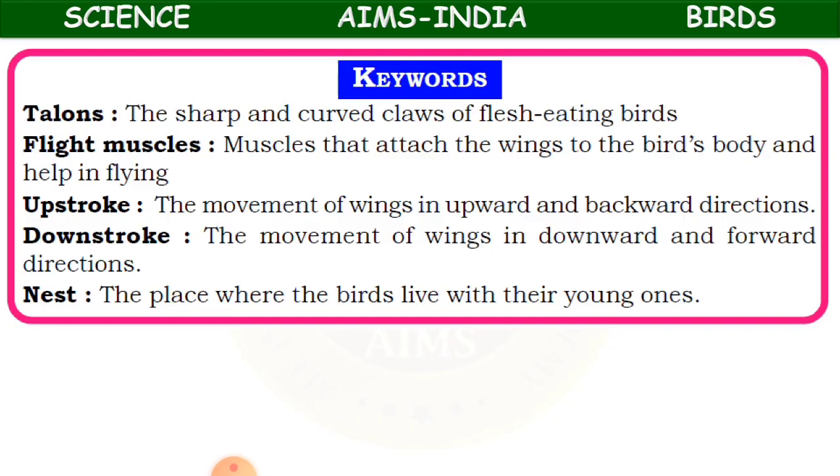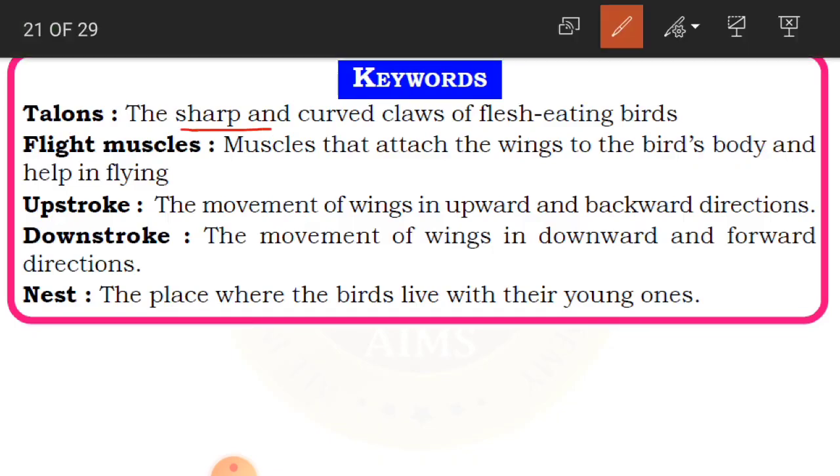Talons. What is talons? The sharp and curved claws of flesh-eating animals. Flesh-eating animals in the sense, for example, vulture, owl, eagle, all this. So their claws, how are their claws? They are very sharp and curved claws. So these claws are called talons.